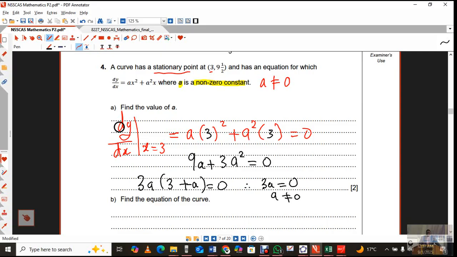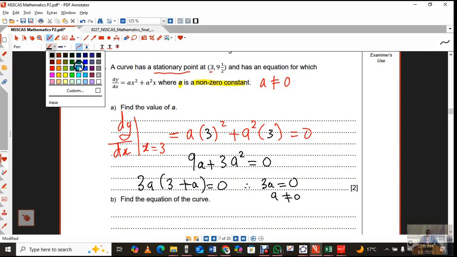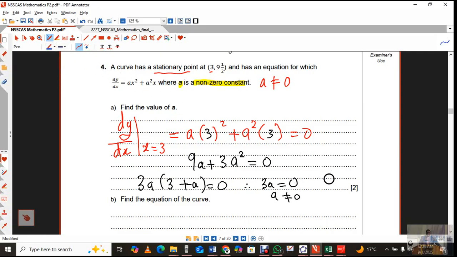So the next one that I must consider is 3 plus a equals 0. That means a is equal to negative 3. And this is going to be my solution. a is equal to negative 3. It cannot be the 0 one. Good. Now, find the equation of the curve.